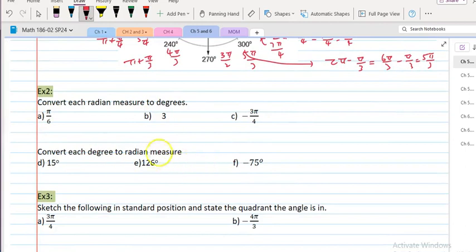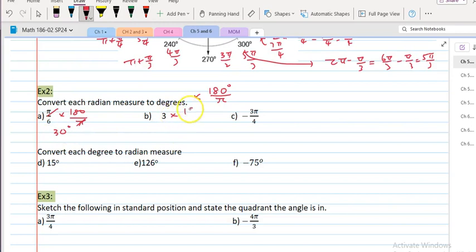Okay, now example 2 would be converting each of these back into degrees and also converting some non-special angle degrees into radians. Okay, pi over 6. I'm converting radian to degree. I times 180 degrees over pi, right? So times 180 over pi. Pi and pi cancel. 180 divided by 6 is 30 degrees.